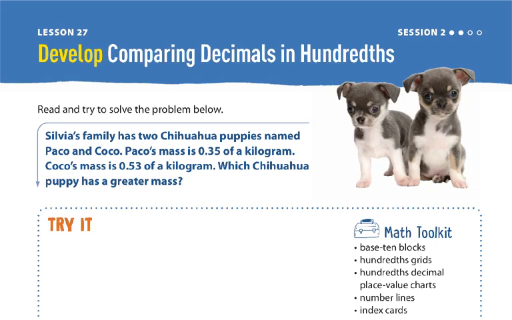Sylvia's family has two Chihuahua puppies named Paco and Coco. Paco's mass is 0.35 of a kilogram. Coco's mass is 0.53 of a kilogram. Which Chihuahua puppy has a greater mass?